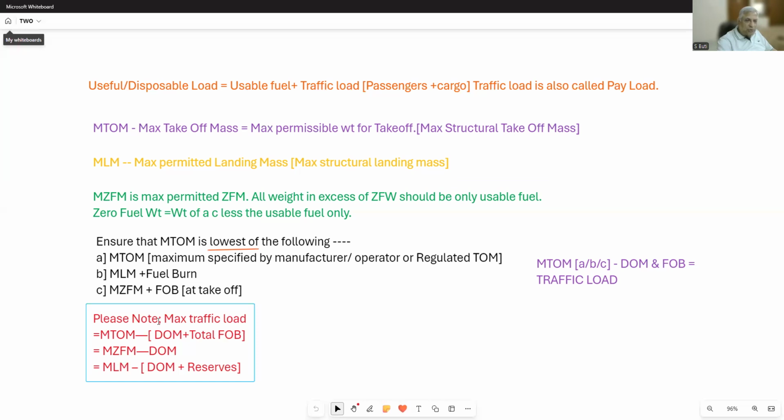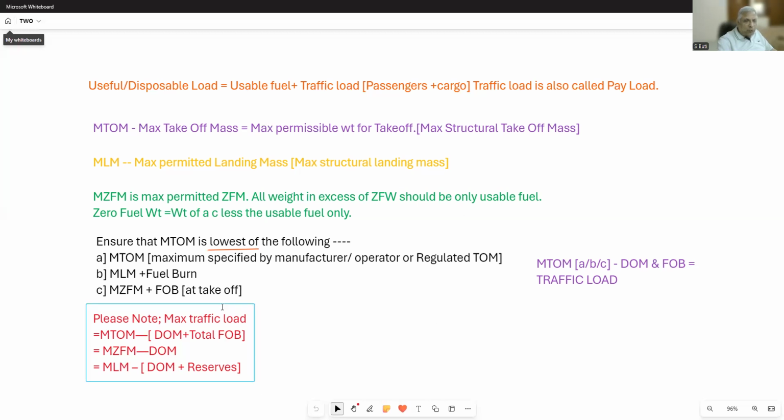Well, sometimes you are given limited information. To find out the maximum traffic load, if you are given the maximum takeoff mass, dry operating mass and fuel on board, subtract it like we just did, and you will get the traffic load. If you are given the maximum zero fuel mass, then reduce the dry operating mass. The rest will be your permitted traffic load. Maximum landing mass minus dry operating mass plus reserves will also give you the traffic load.